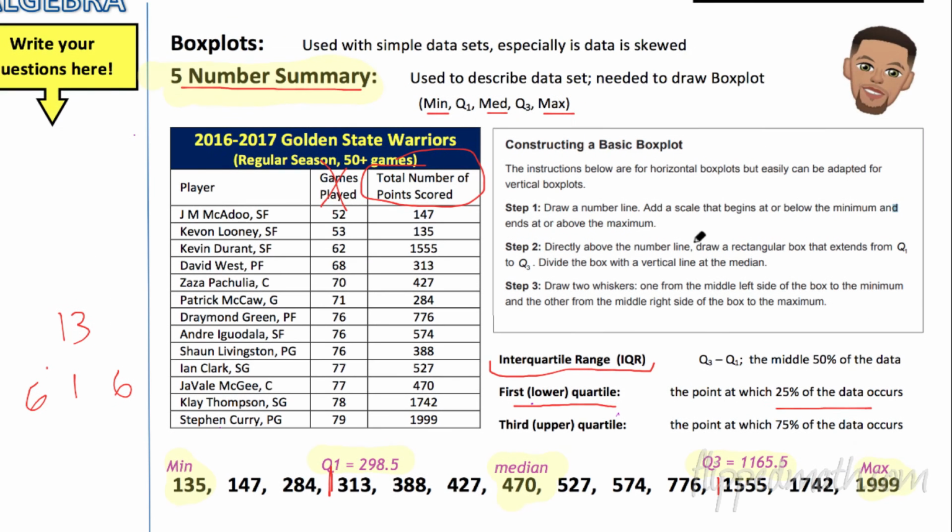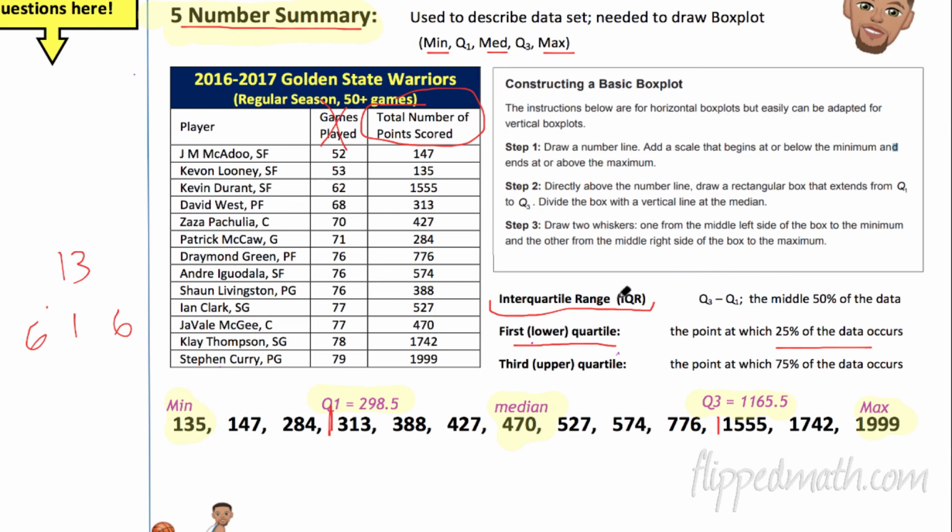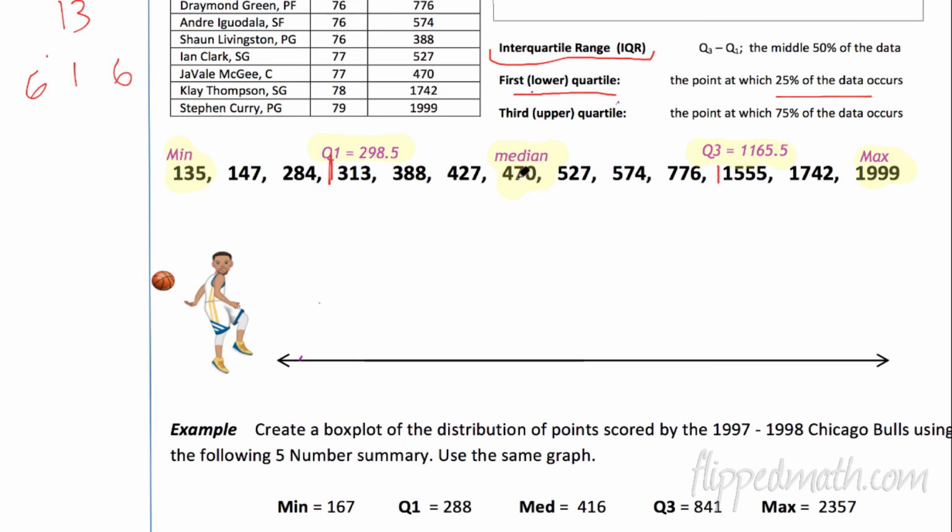All right, so now let's go up and see how we actually construct a box plot now that we have our 5-number summary. Okay, we need to draw a number line. Add a scale that begins below the minimum and above the maximum. So our data probably should be represented from 0 up to 2,000. All right, so I'm going to put that on the number line. So as I spread out these numbers here, I'm going to put 0 all the way to the left. I'll put 2,000 to the right.